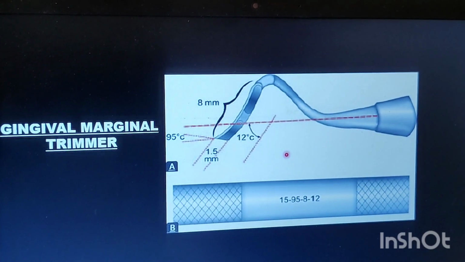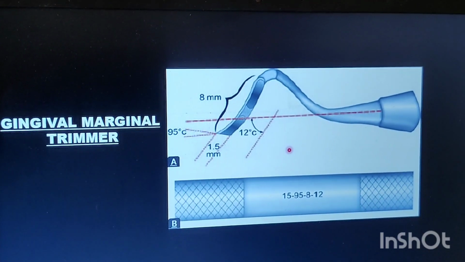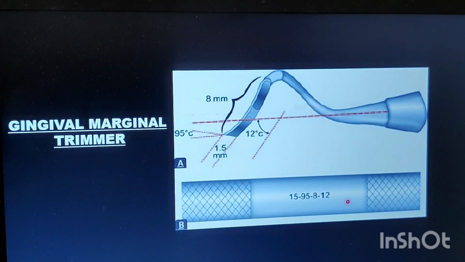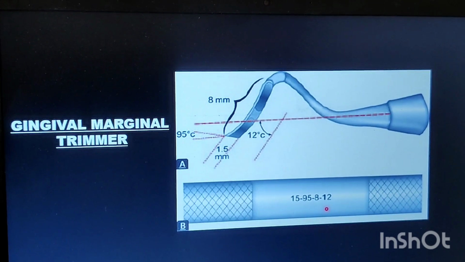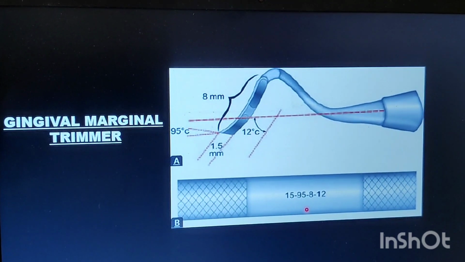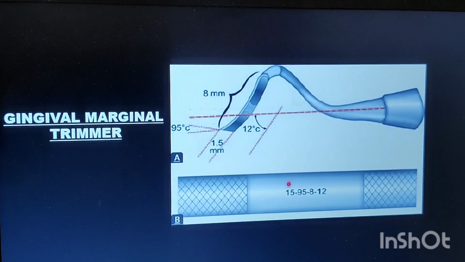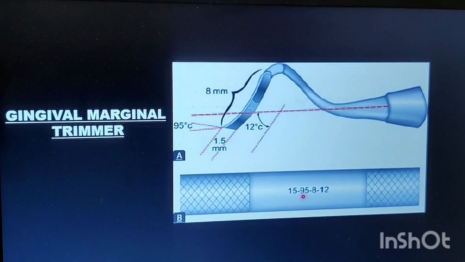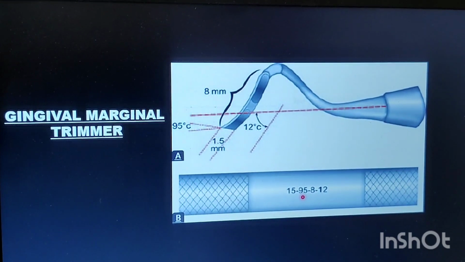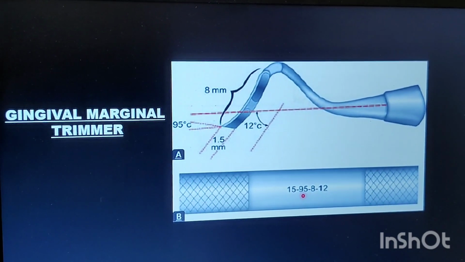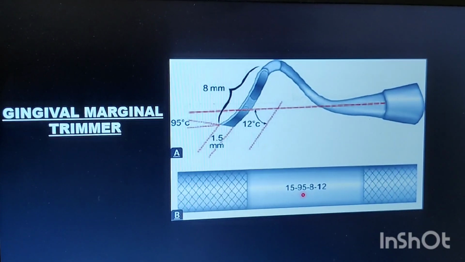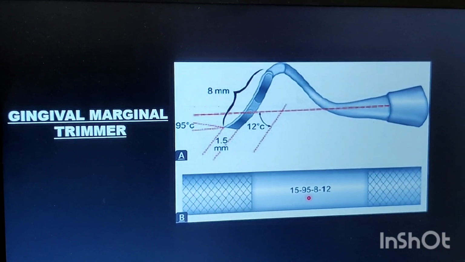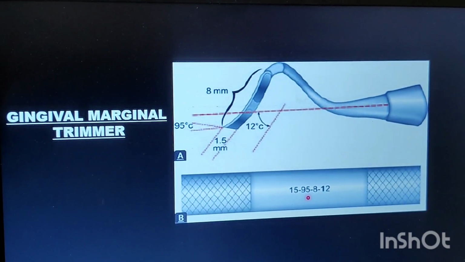Another way to identify whether this gingival marginal trimmer is mesial or distal is to look at the instrument formula on the handle. As we all know, the gingival marginal trimmer has a 4-unit formula. Look at the second unit of the instrument formula, which denotes the primary cutting edge. If the second unit is 90 to 100, then this GMT is a distal GMT. If the second unit is 75 to 85, then it is a mesial GMT.